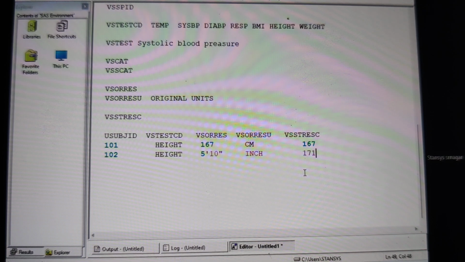But STRESC is going to have the standard results in character data type. And what is the next result we are going to have now? Yes, and here is the findings in standard units numerical, STRESN.